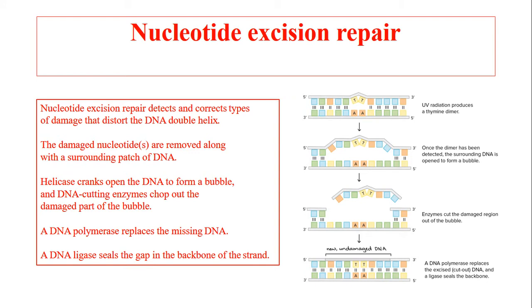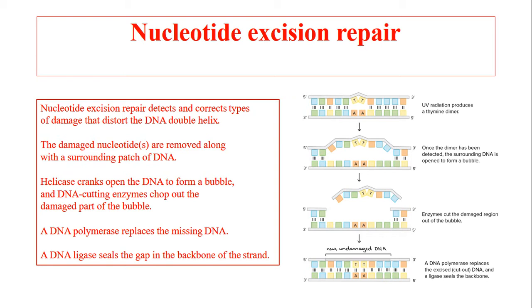Nucleotide excision repair. Nucleotide excision repair is another pathway used to remove and replace damaged bases. It detects and corrects types of damage that distort the DNA double helix. For instance, this pathway detects bases that have been modified with bulky chemical groups, like the ones that get attached to your DNA when it's exposed to chemicals in cigarette smoke.